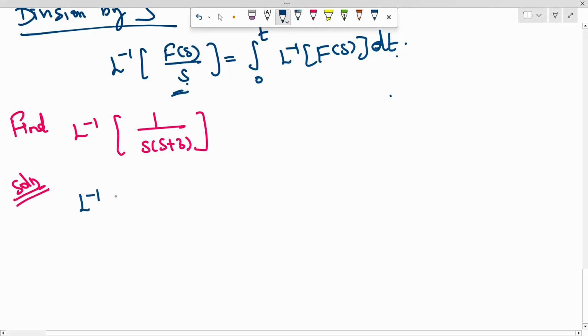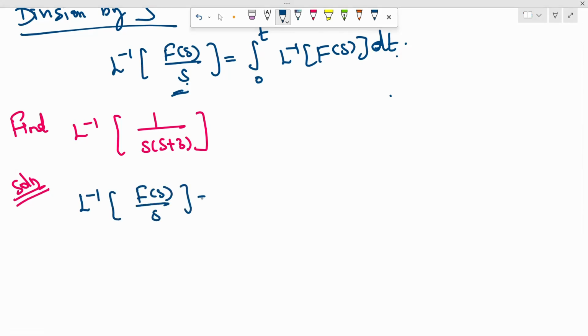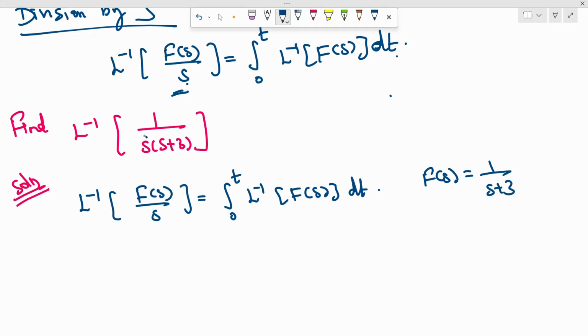We know the result: L inverse of f of s by s is equal to the integral from 0 to t of L inverse of f of s dt. Here, what is f of s? f of s is 1 by s plus 3, except this s. Now we are going to apply this result here.